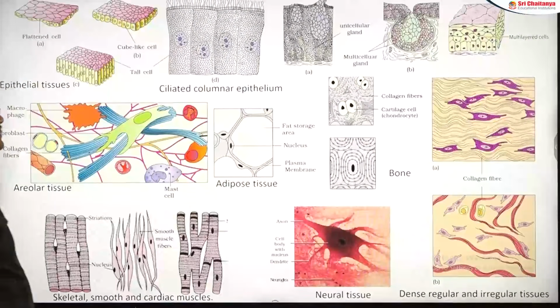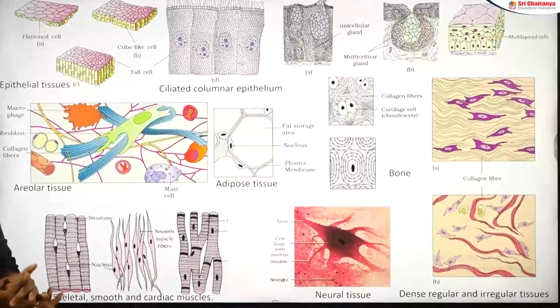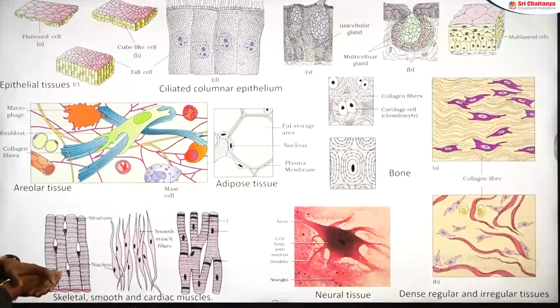You can see all the NCERT diagrams related to this structural organization in animals of the different types of tissues.